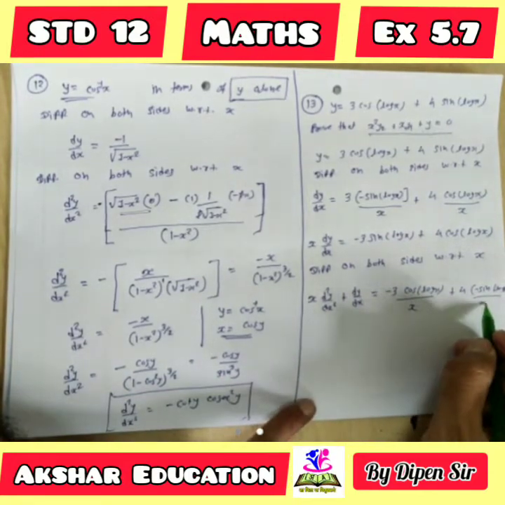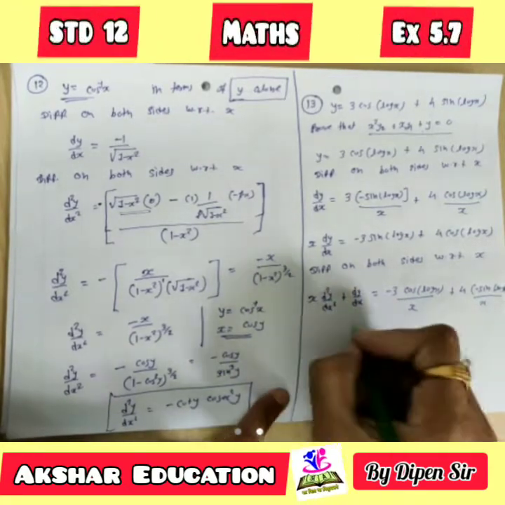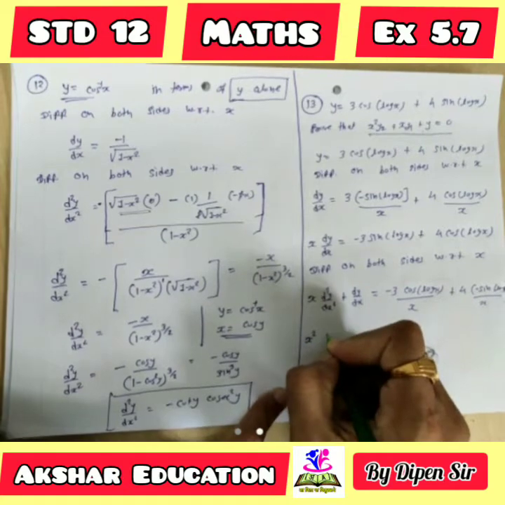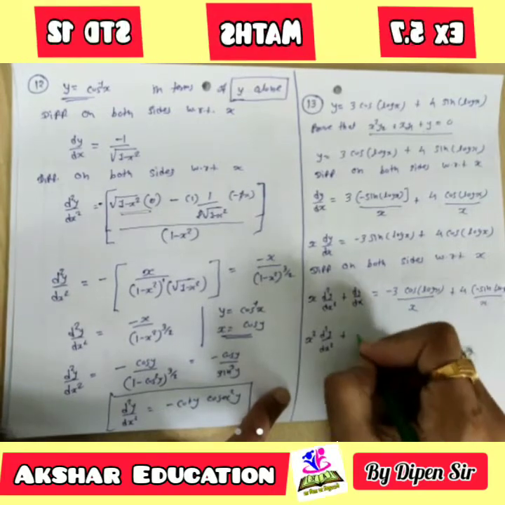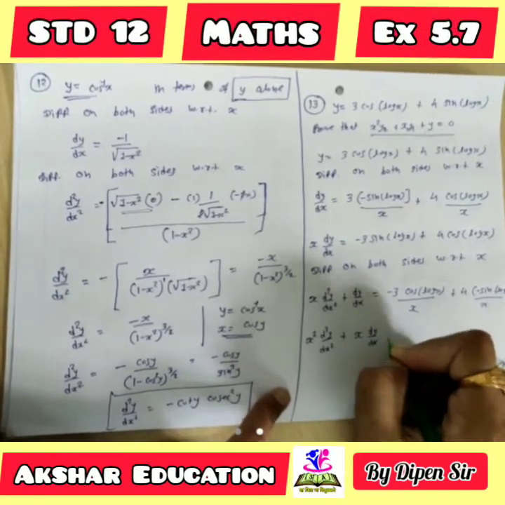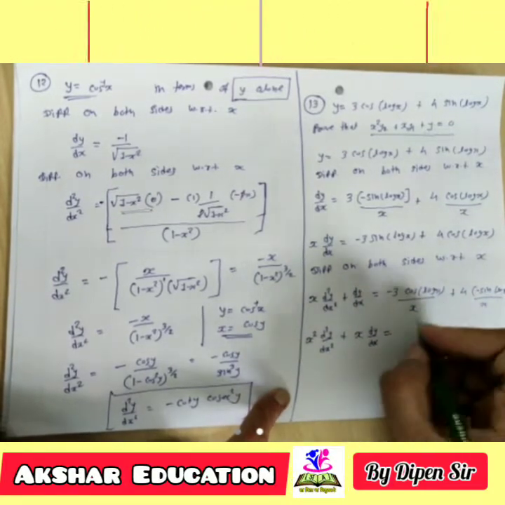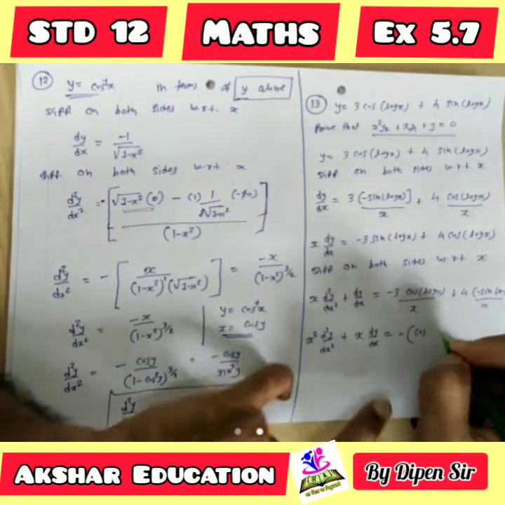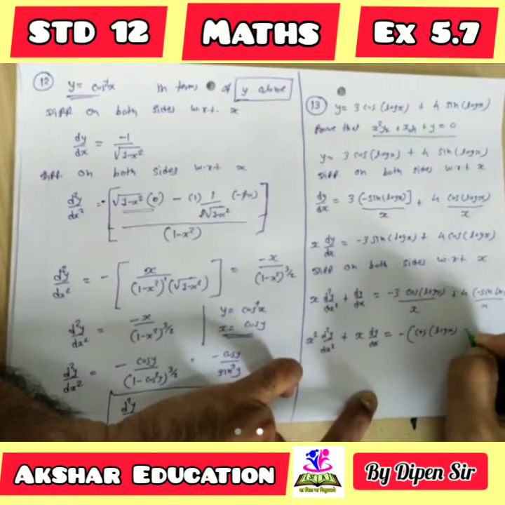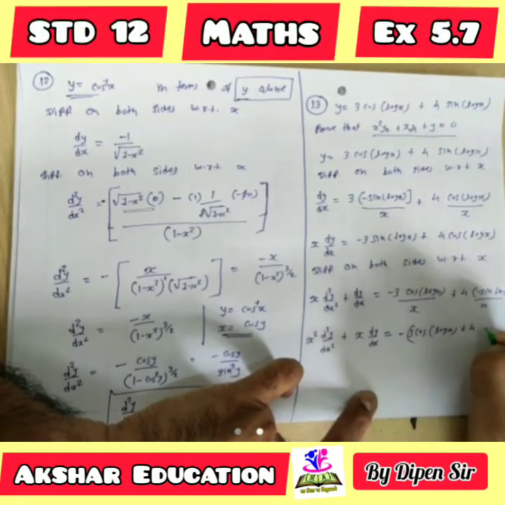Clear? So again taking this x as common, and it will be multiplied with the left hand side. So x is common. This one is x square into d square y by dx square plus this one is x into dy by dx, and that is equal to, now student, we are taking this minus sign common from this right hand side. So taking only the minus sign common, the remaining terms are cos of log x plus 4 sine of log x.